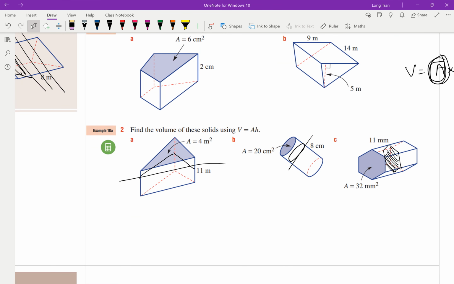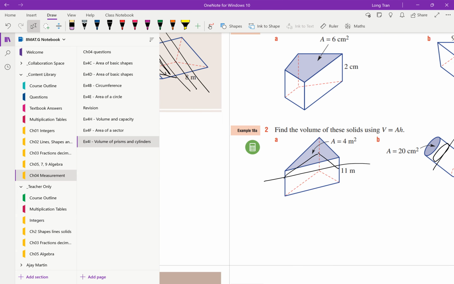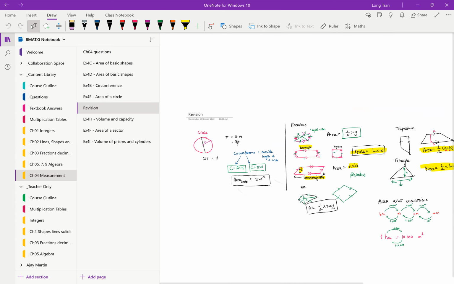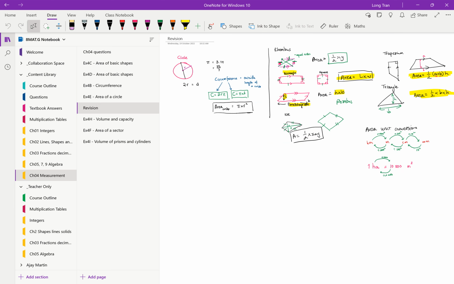Okay, now this ties all the way back to, and if you've forgotten all the formulas, remember we have a page where we did revision. The page is called revision, and if you click on it, we already had the formulas here for you. So this has the formulas that we were working on. So please go back to that and refer to those notes to help you answer those questions there.